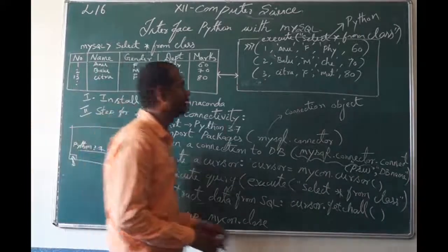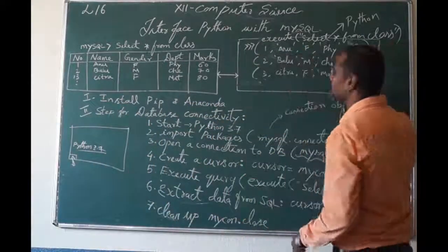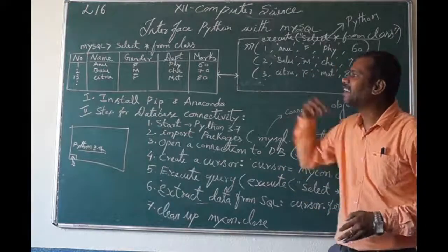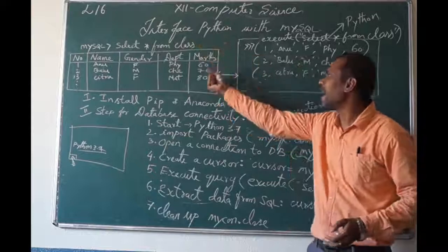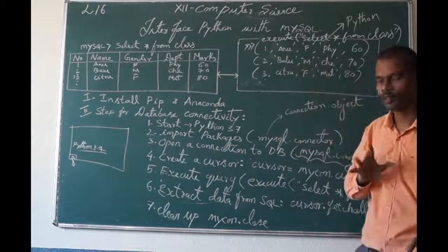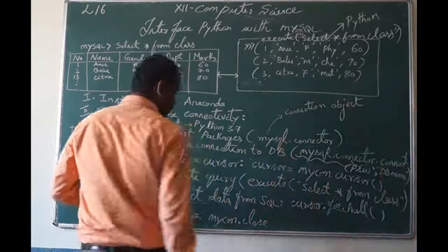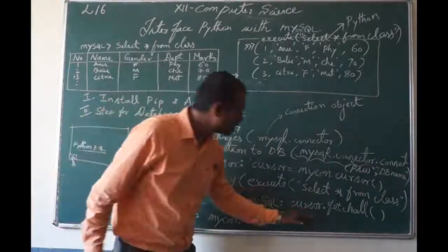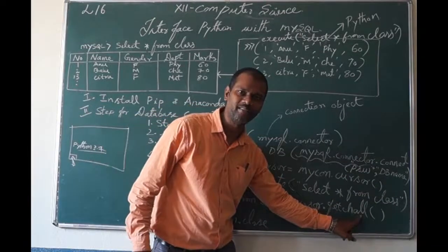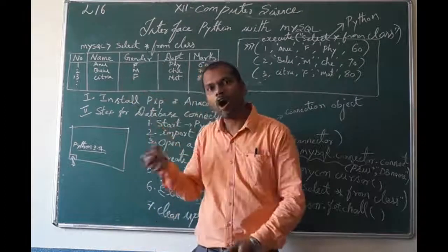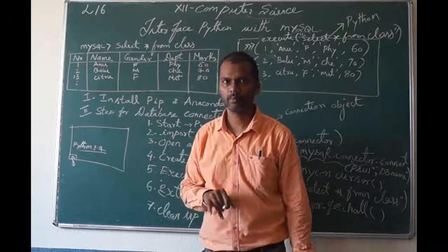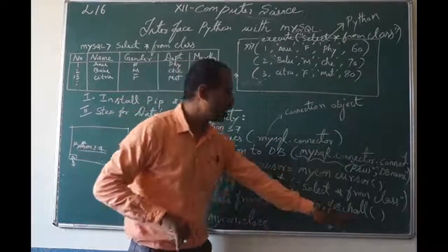Then extract the data from the SQL. Extract means very simple. After typing this, what will happen now? This Python will extract this table from there and put it here. Extract means take it from there and keep it here. Understand? For that we have to use cursor.fetchall. Once you give fetchall, it will fetch all the data, the complete data from 1 till 80.